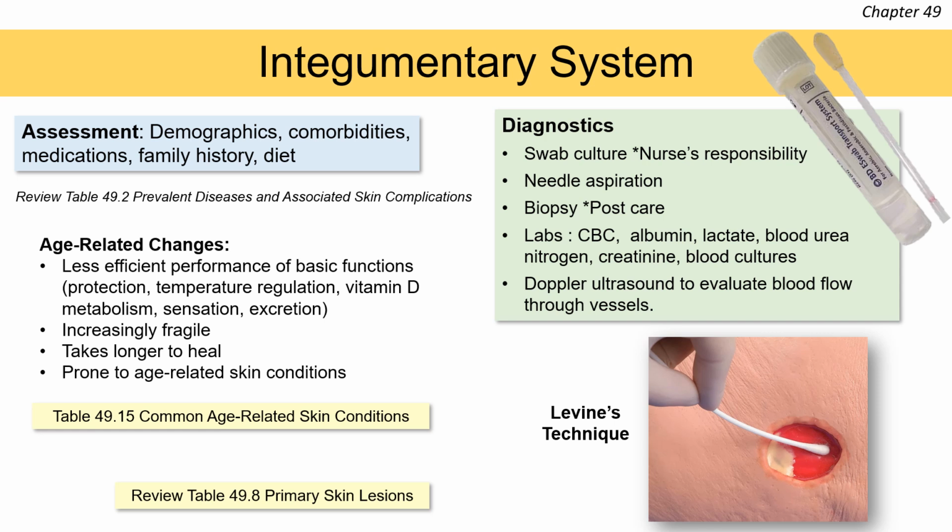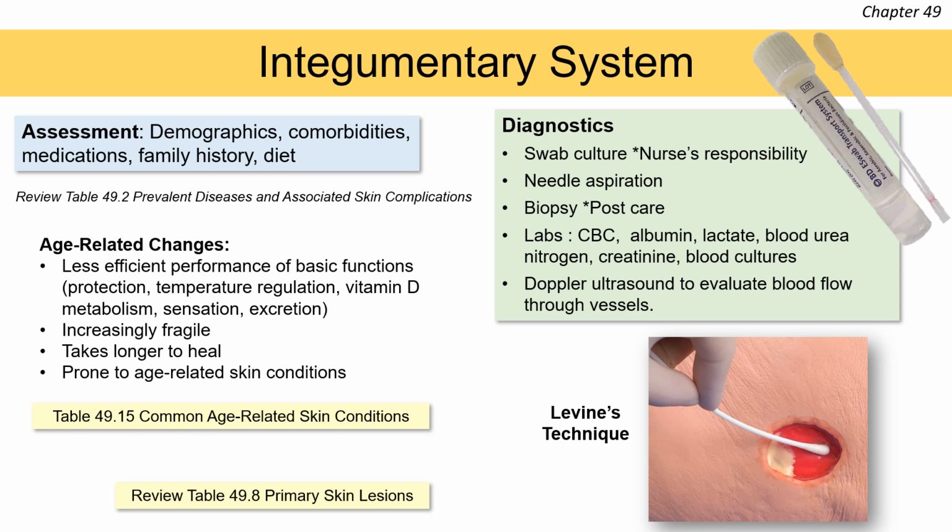Assessing the integumentary system includes obtaining the patient's demographics, knowing the patient's comorbidities, so any other conditions or diseases they have, what medications they're taking, because there's a lot of medications that have side effects that affect the skin, family history, because many skin conditions run in families, and their nutrition status. As we know, our skin needs adequate nutrition in order to maintain integrity. So we want to make sure they're taking in enough protein and they're hydrated, etc.